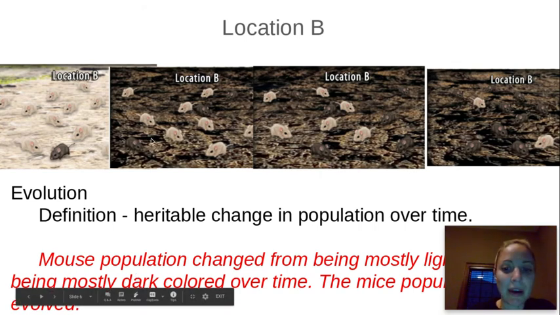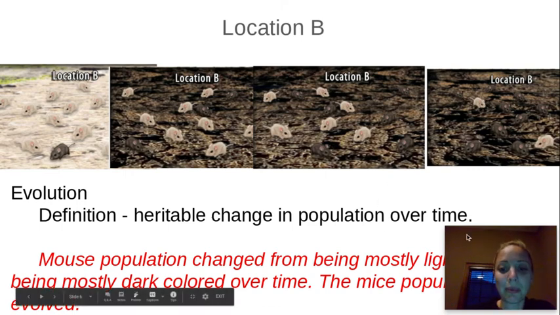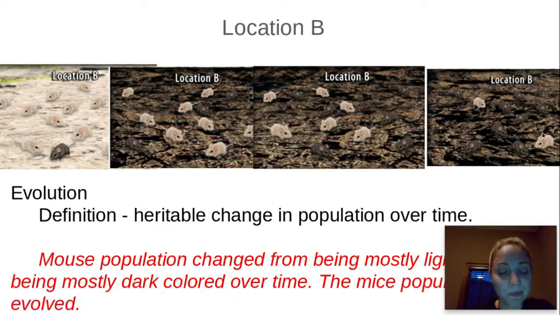We would say that the mouse population changed from being mostly light colored to being mostly dark color over time. So the mouse population has evolved. So this is an example of evolution. It's pretty simple. Just change in a population over time.